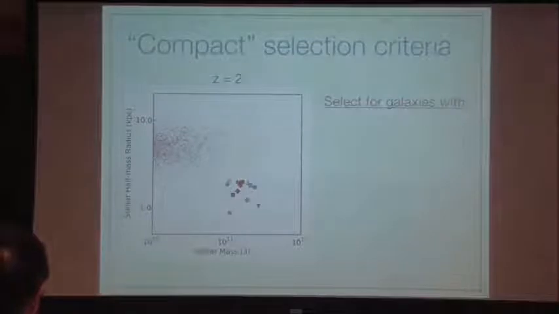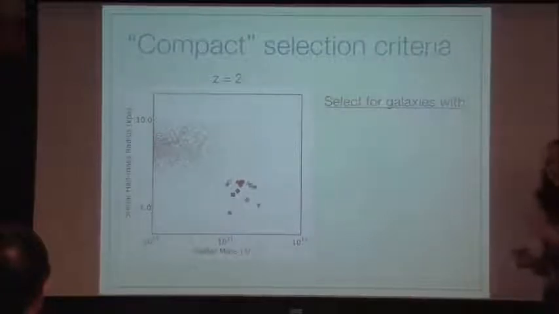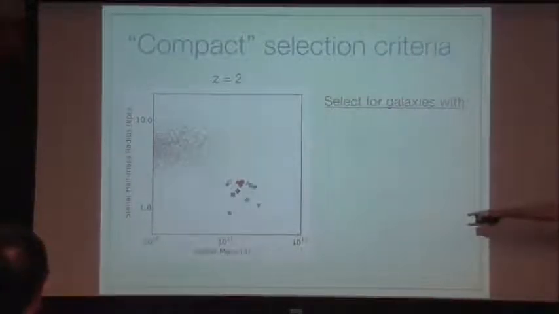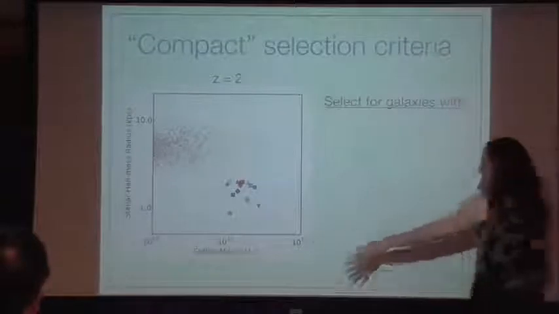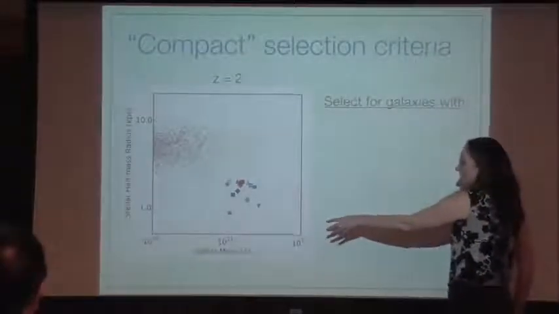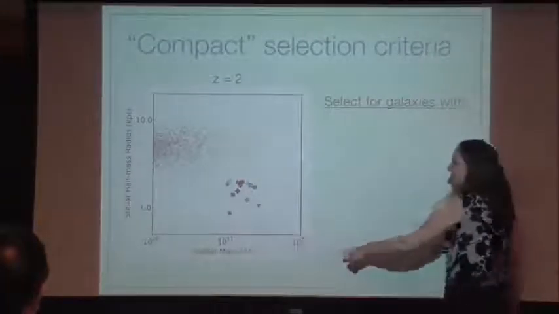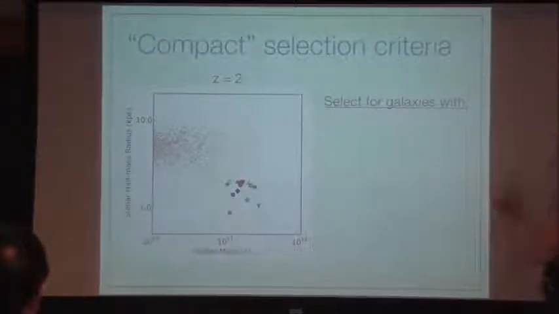All right, let me quantify a little bit what I mean when I say compact. For this part of the talk, when I'm talking about compactness, I'm making a selection on the mass-size plane, which is what is shown here. These are all the galaxies in the simulation at redshift 2 that have stellar masses of at least 10 to the 10. And I make 2 cuts here to select my compact population.